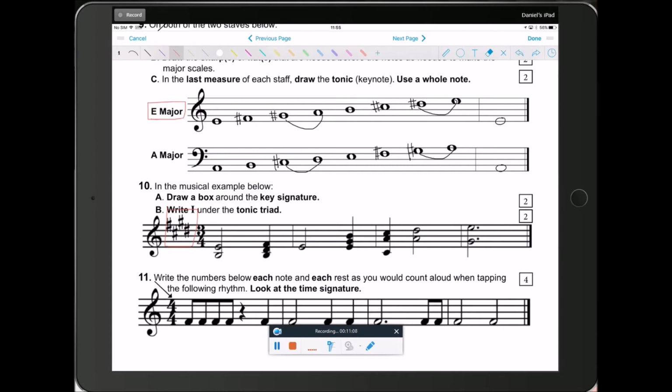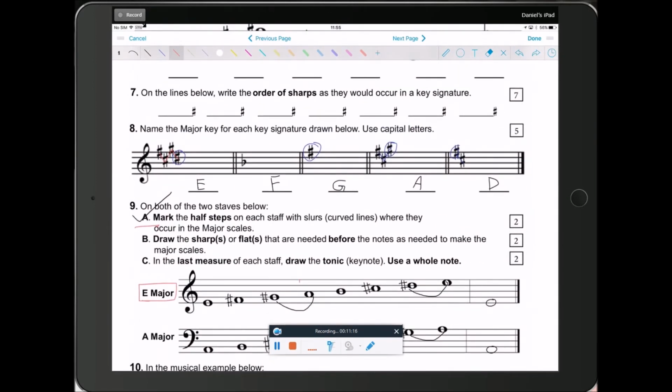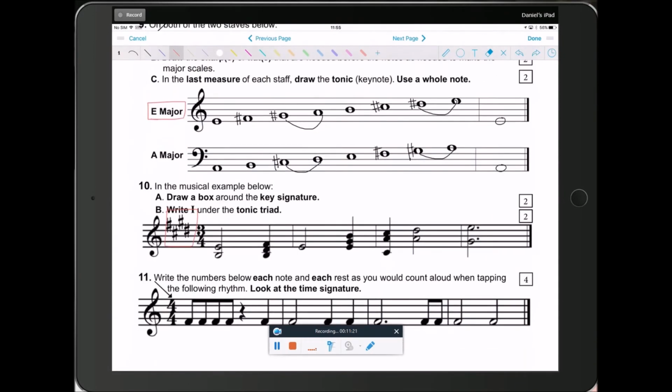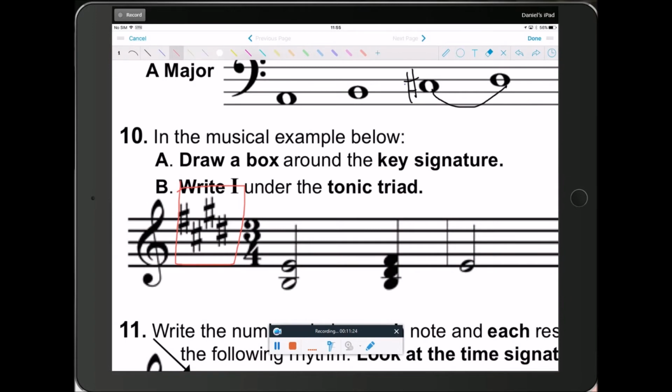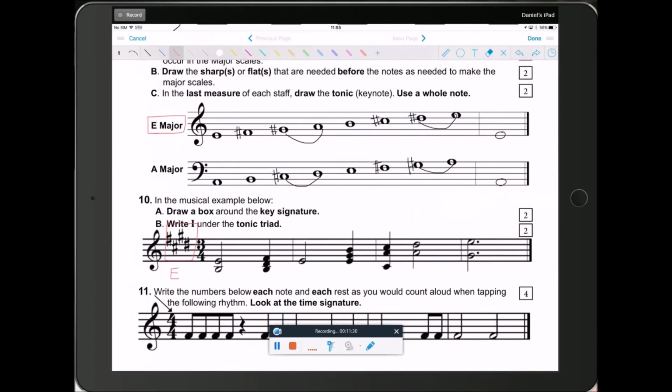Now that we have identified the key signature, let's figure out which one it is. Go back up to question number 8. Our box had 4 sharps in it. 4 sharps is the key of E. So we are in the key of E right here. And all we need to do is write a 1 under the tonic triad.